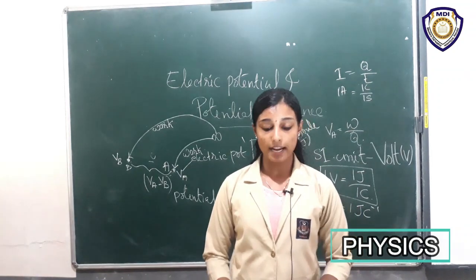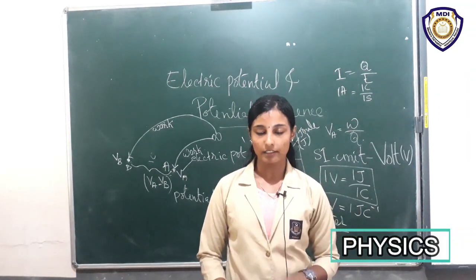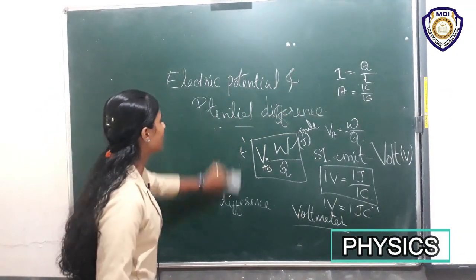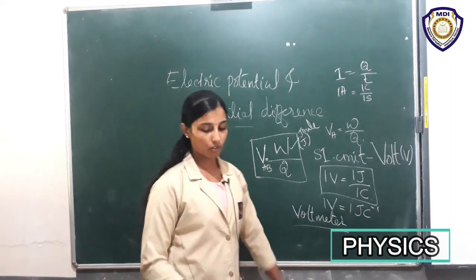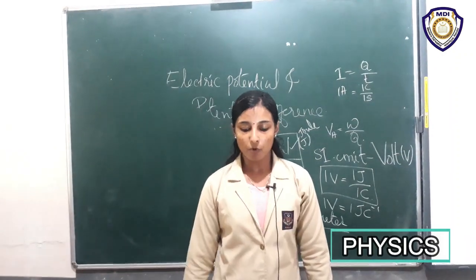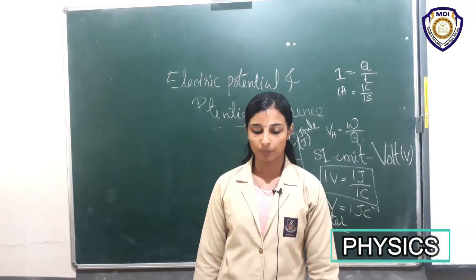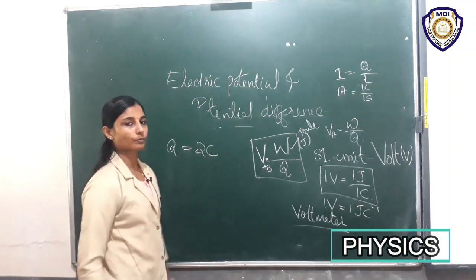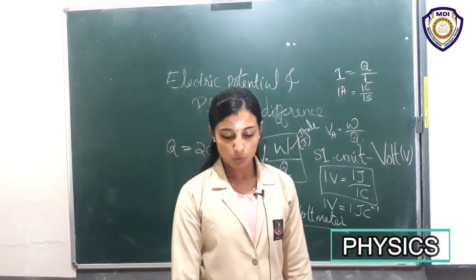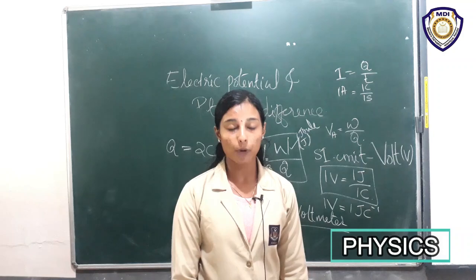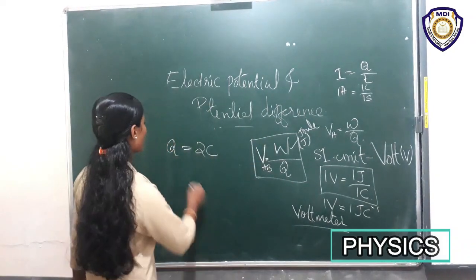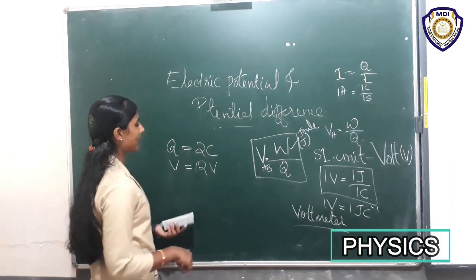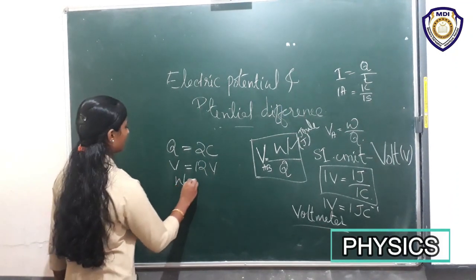What is the question? How much work is done? So we have to calculate the work done in moving a charge of 2 coulomb. That is, charge Q is given as 2 coulomb, across 2 points having potential difference 12 volt. So potential difference is also given as 12 volt. From these data we have to find the work done.